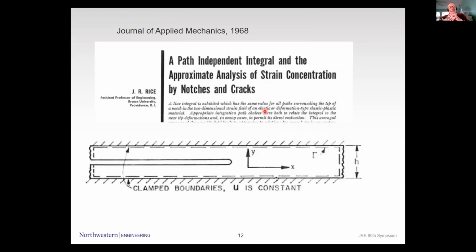I was also interested in the propagation of these bands, and I adapted Jim's calculation that went back to his J integral paper from 1968. In that paper, he looked at a semi-infinite crack in an infinite strip that was held by fixed displacement at the boundaries. And he noted that the energy release was the difference between the strain energy in the slice far ahead of the tip and the slice far behind the tip. So I modified this for the compaction band case.